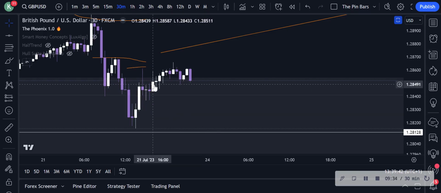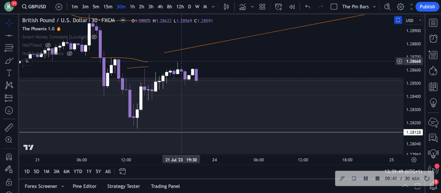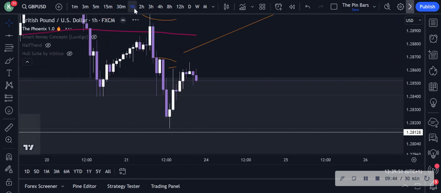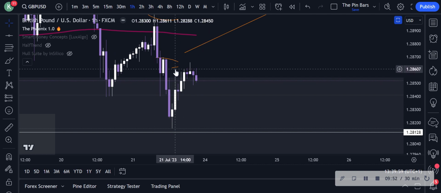Yeah, we've broken this high here, so we did have a little bit of upward momentum. However, I would like to see a break of structure on the 1 hour, typically, just because it's not breaking this yet. So I do need a candle close above this high, the previous one.